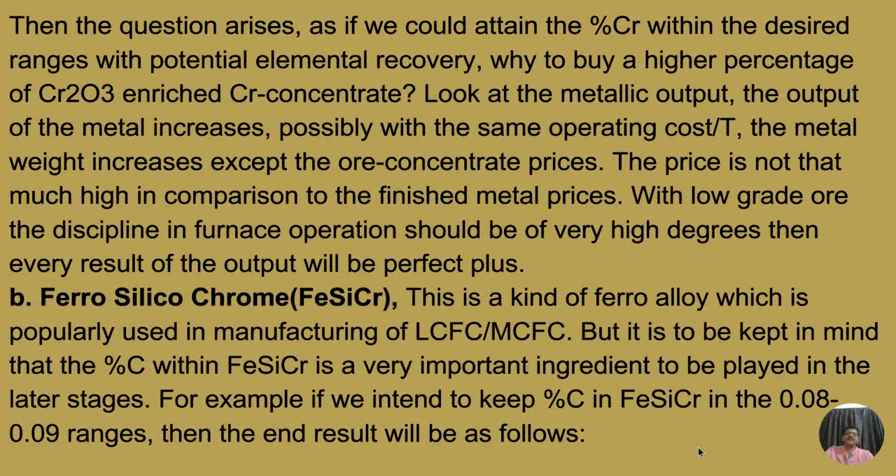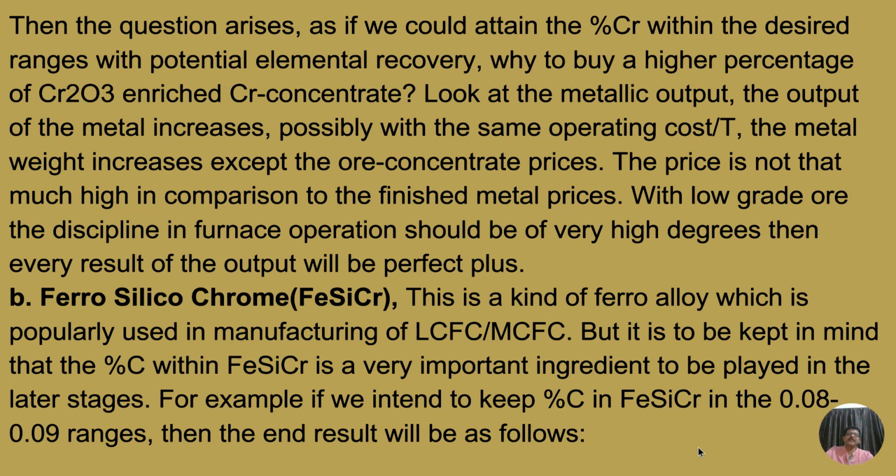Then the question arises, if we could attain the percentage of chrome within the desired ranges with potential elemental recovery, why buy a higher percentage Cr2O3 enriched chrome concentrate? Look at the metallic output. The output of the metal increases, possibly with the same operating cost per ton. The metal weight increases except for the ore concentrate prices. The price is not that much high in comparison to the finished metal prices. With low grade ore, the discipline in furnace operation should be of very high degree, then every result of the output will be perfect plus.